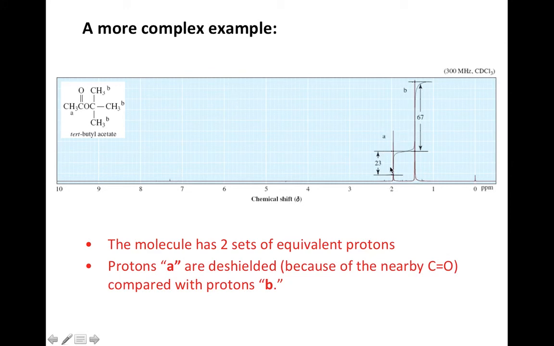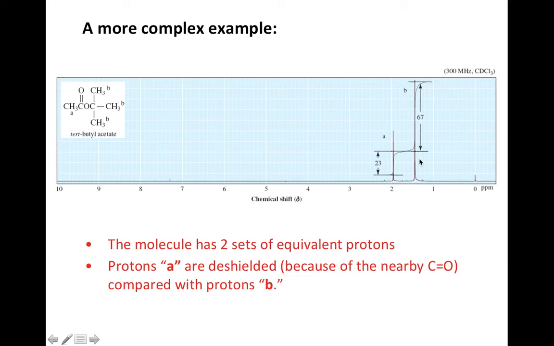This is the signal corresponding to protons A, these ones over here. And these ones, you notice they appear a little bit to the left along the x-axis, and that's because these hydrogens are a little bit de-shielded because of the nearby C double bond O, which is electron withdrawing. Whereas these hydrogens over here are not de-shielded because they don't have an electronegative atom so close by. So that's why signal A appears to the left and signal B appears to the right.